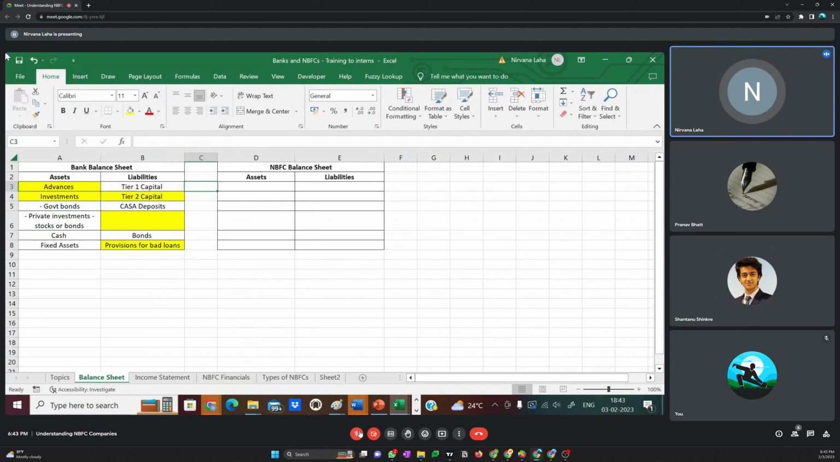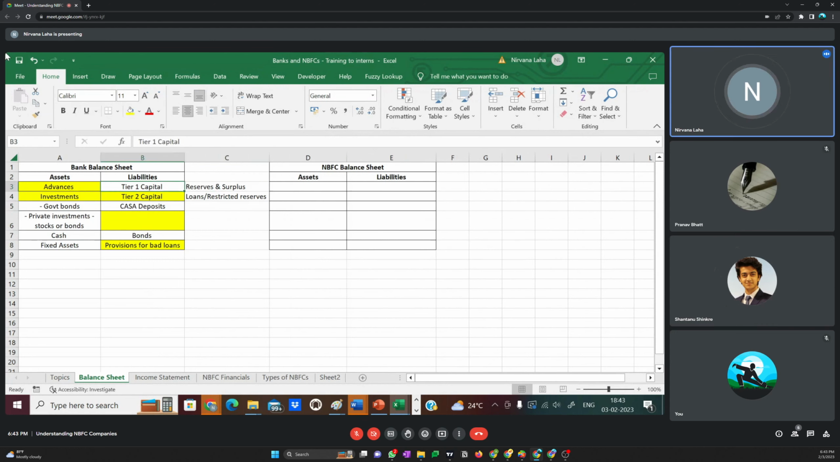So the tier one capital is comprised mainly of your reserves and surplus. And there are some particular kinds of loans plus some restricted reserves which make up your tier two capital. Together these two make up the CRAR of a company. So these two divided by the total liability of the balance sheet is your CRAR ratio.